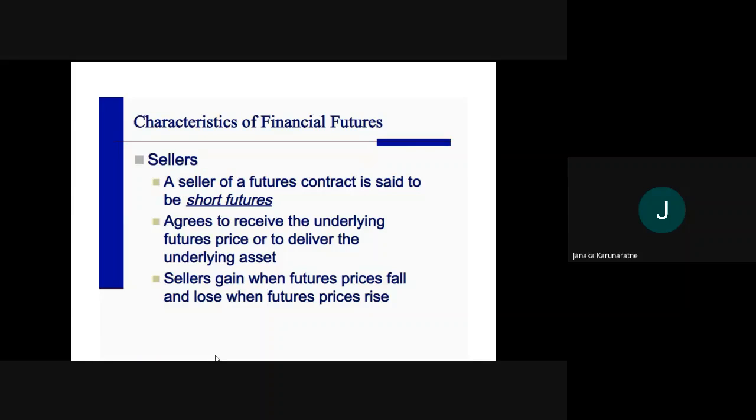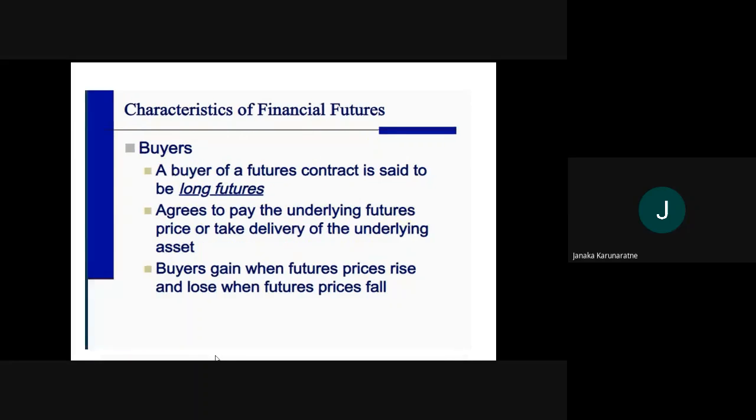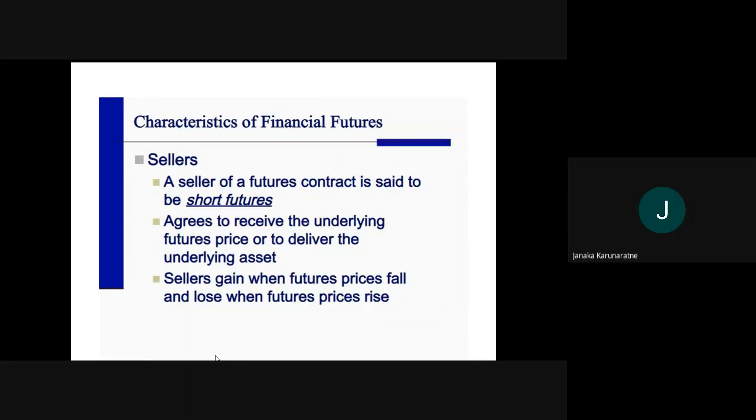The seller agrees to receive the underlying futures price or deliver the underlying asset. Sellers gain when futures prices fall and lose when futures prices rise. So it is the opposite of the buyer. The buyer gains when the futures price rises and loses when it falls, but the seller is the opposite. It's a mirror image. The gain of a buyer is a loss for the seller, and the gain for the seller is a loss for the buyer.